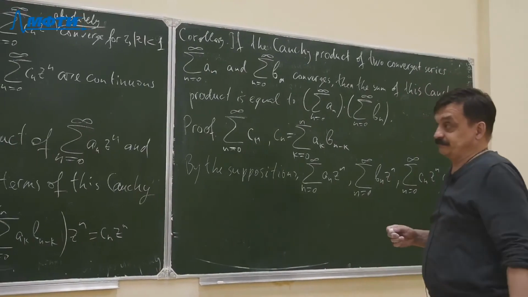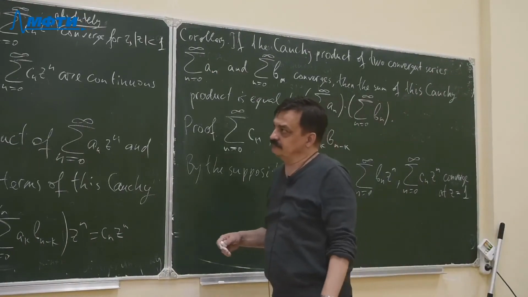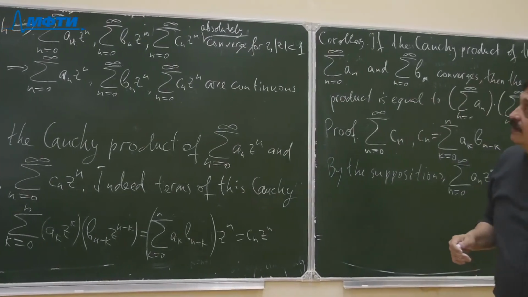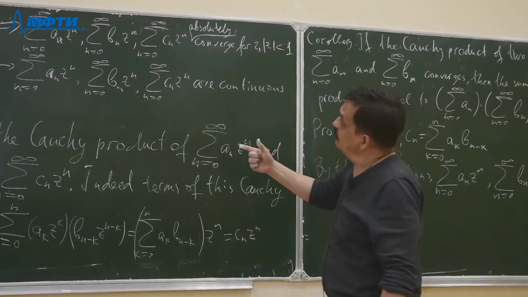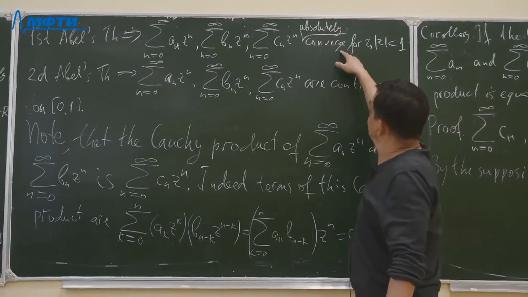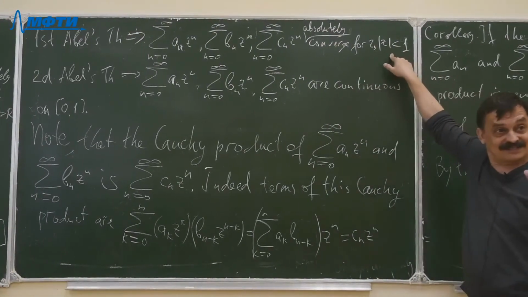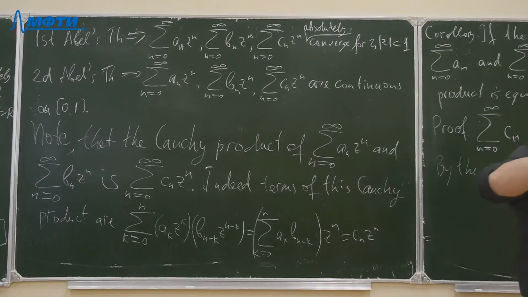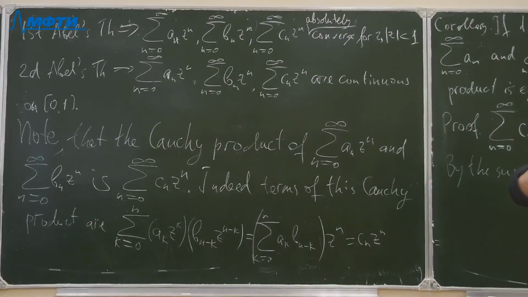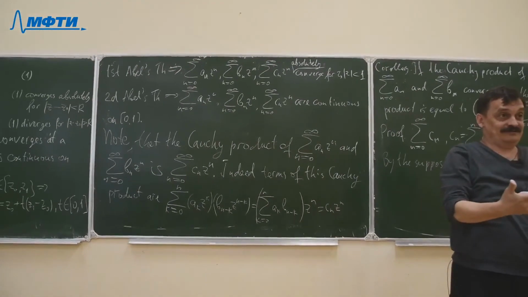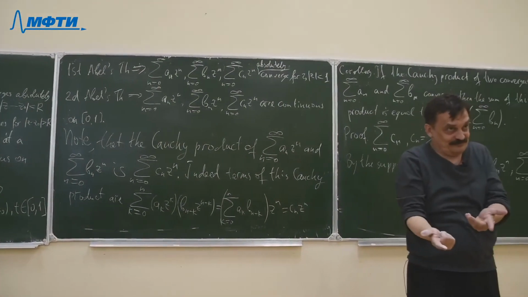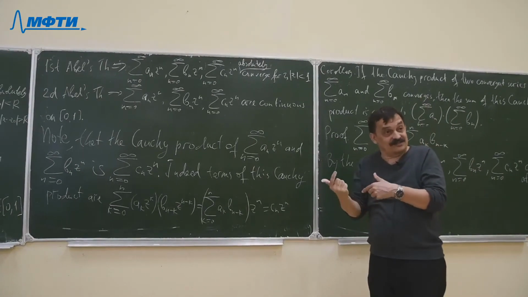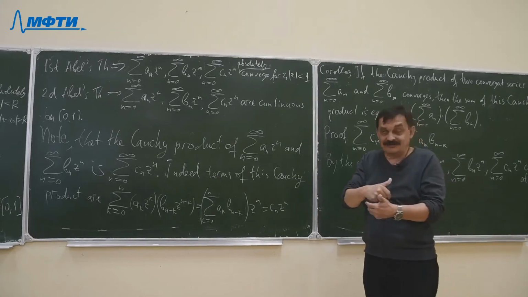But now look, combine those two assertions. We have absolutely convergent series strictly inside, right? And we know that the product of two absolutely convergent series converges, in particular the Cauchy product. Moreover, the result is equal to the product.